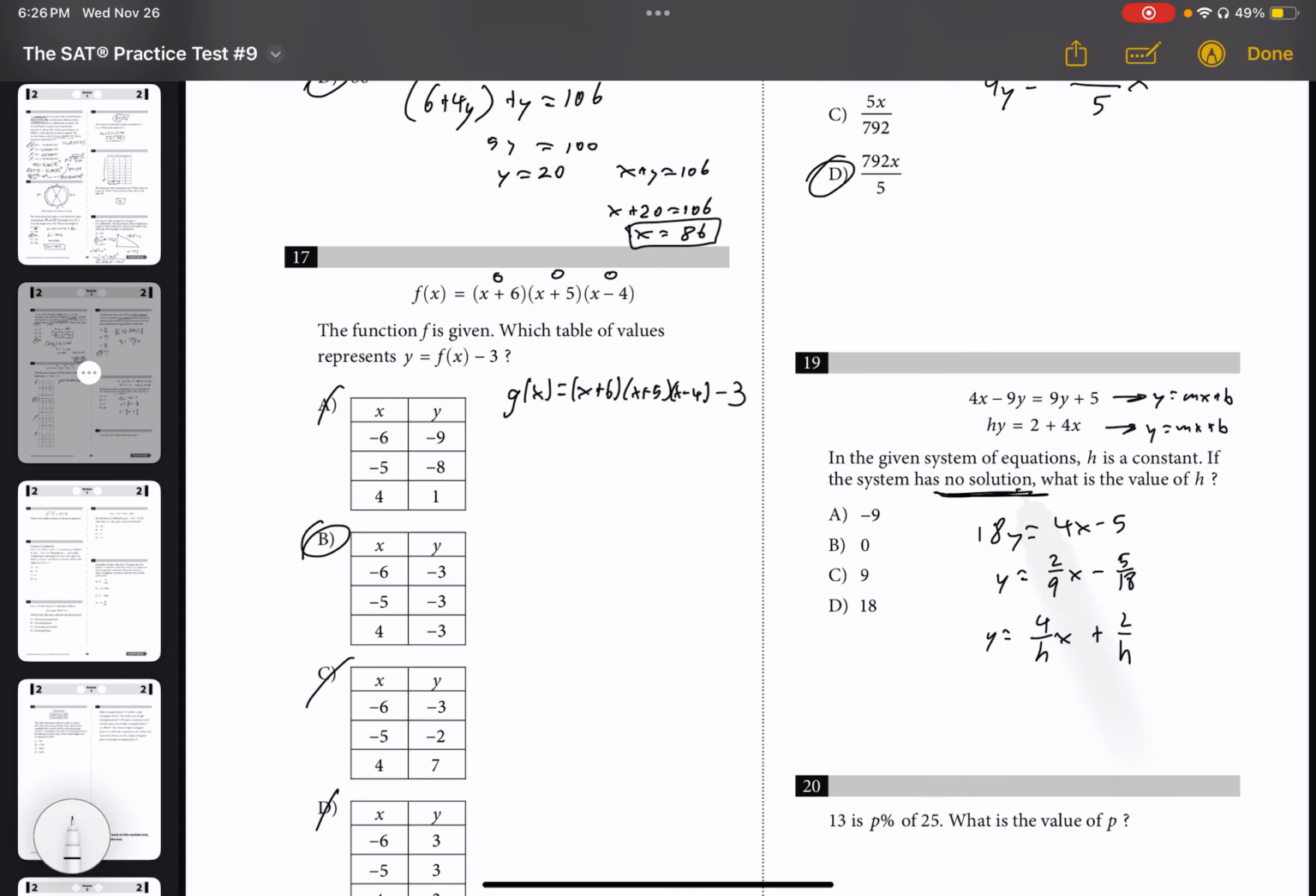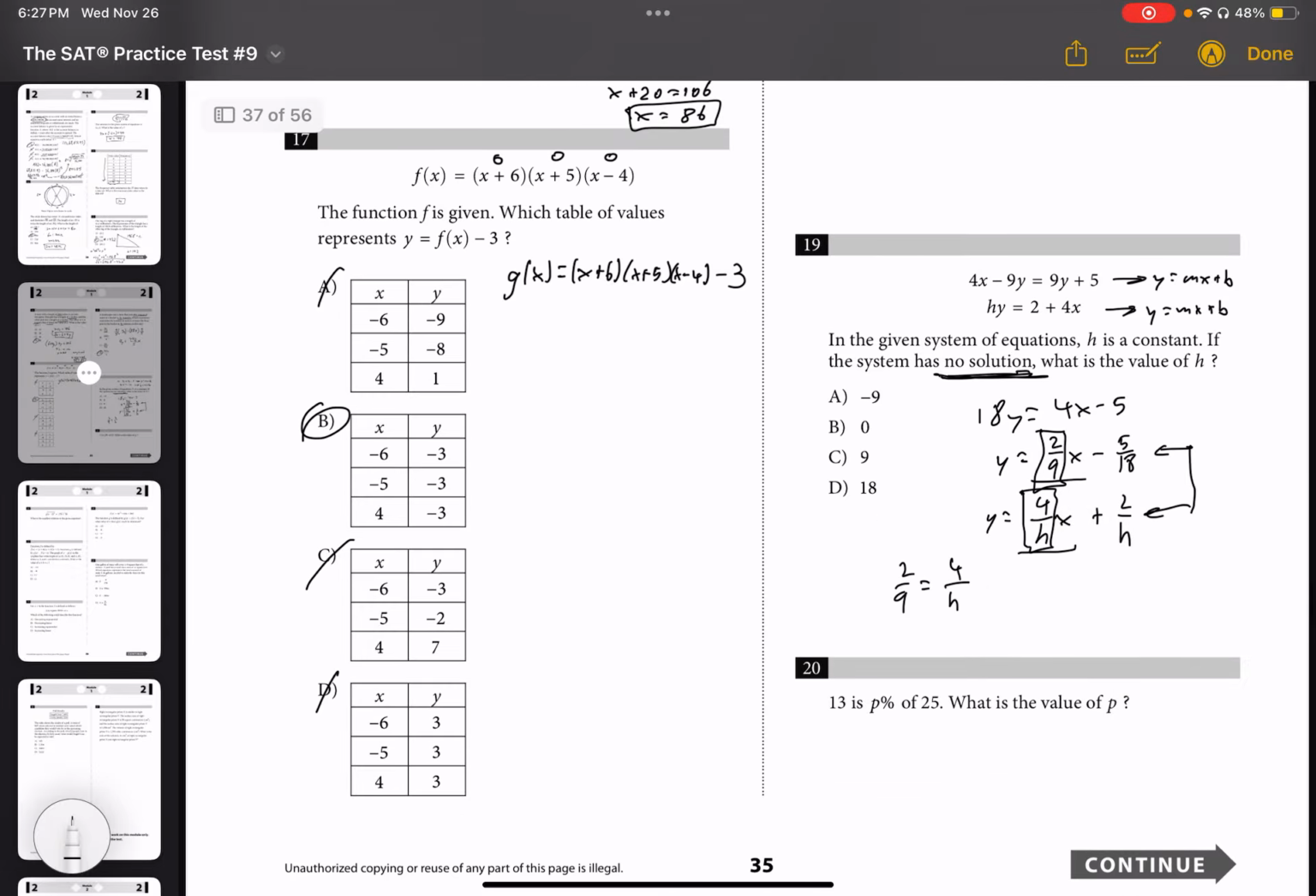Now, if the system has no solutions, this means our y-intercepts are different, and the coefficient in front of x, which is the slope, is going to be the same. So we know that 2 over 9 must equal 4 over h, looking at the slopes for each equation. So solving for h now, we get 2h is equal to 36, h is equal to 18.